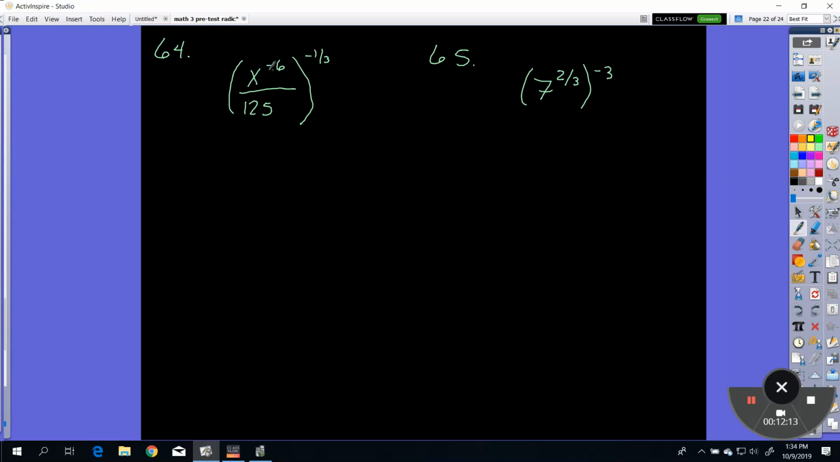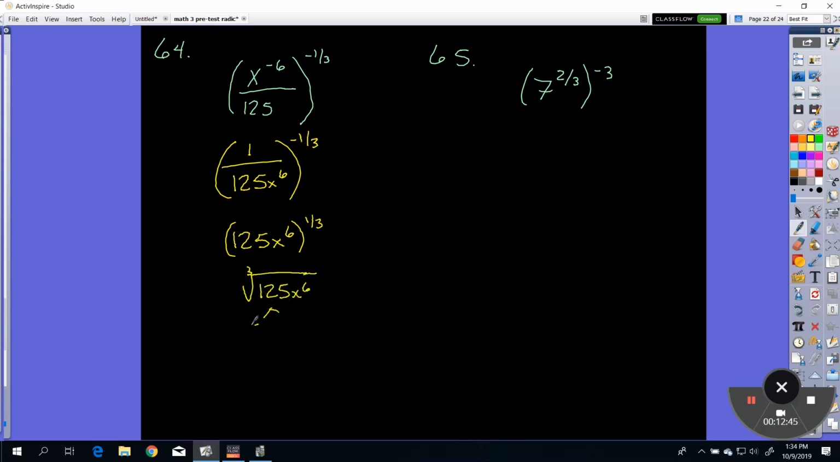So this x to the negative 6th, the negative flips it upside down. Well, it moves the x to the negative 6 down below. So it reciprocates the one that has the negative. So now I have to the negative 1/3. So the negative out here is going to flip everything back right side up. And that gets rid of the negative out here. Now the 1/3 is the same as the cube root.